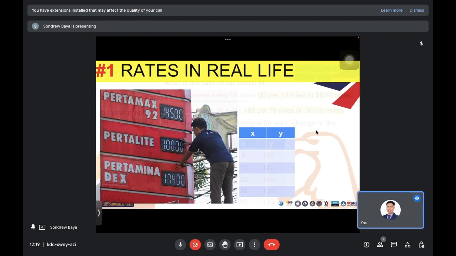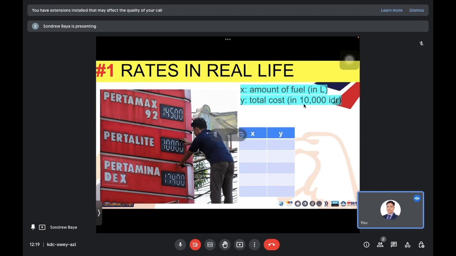So the Pertalite gasoline, by the way, your independent variable here is the amount of fuel, which is obviously in liters, and Y is the total cost that you're going to pay. Now, to avoid a lot of zeros, let's say the total cost is in 10,000 IDR, or Indonesian rupiah. So every value I'll be giving here is in 10,000. So if I give 2 here, that means it's 20,000. If I give 20 here, that means it's 200,000 because it's in 10,000.